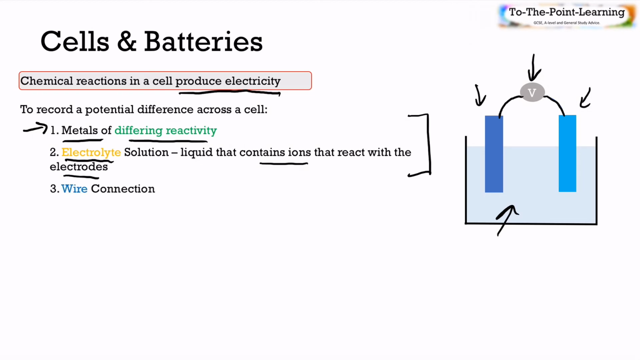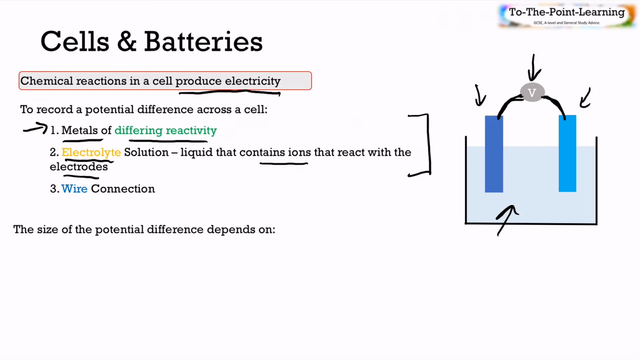But the final thing we also need is a wire connection, because these reactions will occur, but they're not going to create an electrical circuit which can then be used to capture electricity if there's not a connection. So that's what these wires satisfy.